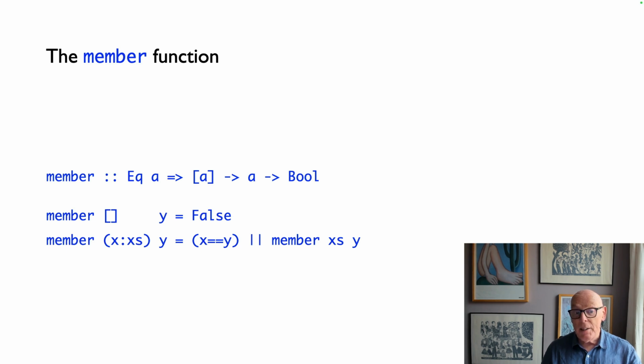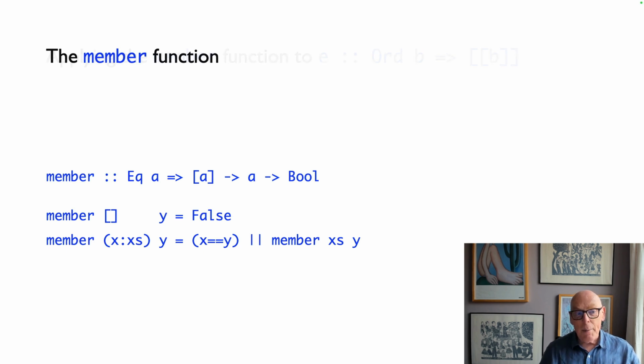And we express that in the type by putting EQ A and then this fat arrow. And that's called the context. So we have the constraints on the type variables go into the context. And the constraint here is that A is in the equality type. We use equality over that type.